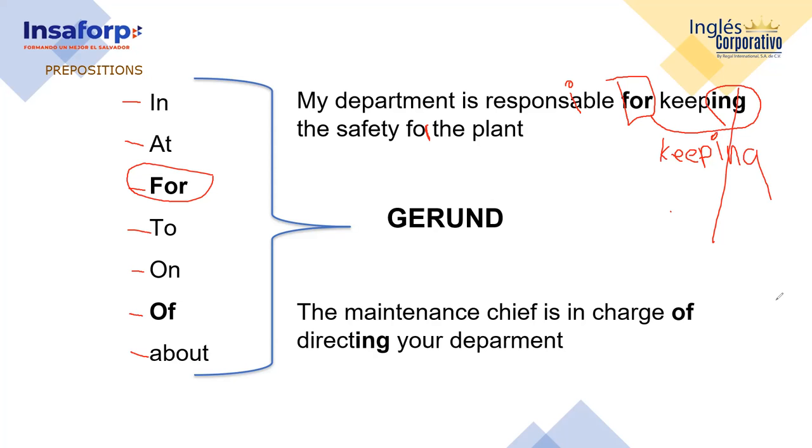ING. And the same happens in the second example. The main chef is in charge of directing your department. What happens here? We have the preposition of, and after the preposition, what happened to the verb? ING.